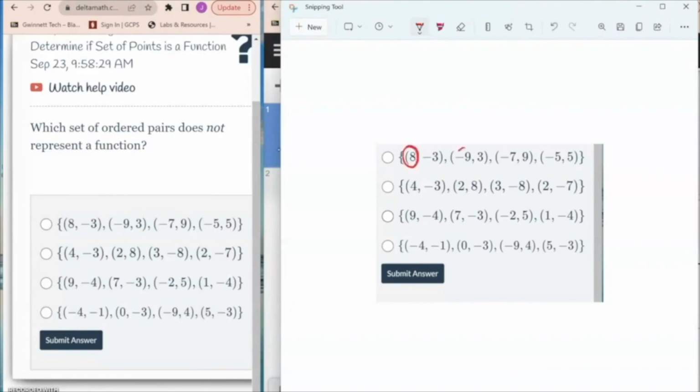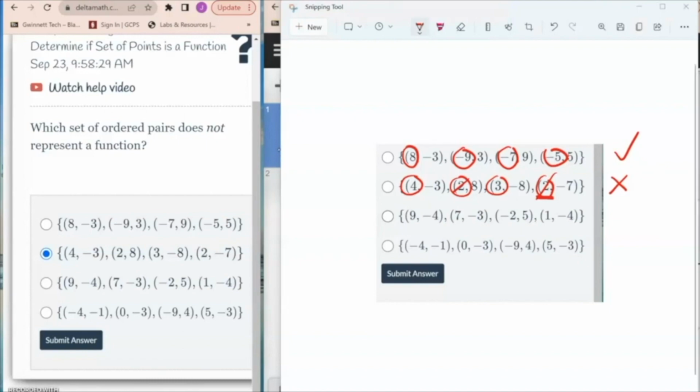So remember, x cannot repeat. Let's look at all my x values. Do any of these repeat? No. So this is a function. All right, let's look at my x values here. Do any of these repeat? Yes, right here. This one and this one repeat. This one is not a function. Technically the question is which one is not a function, so B is the answer, but I'm just going to keep going and showing you.